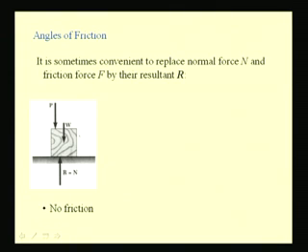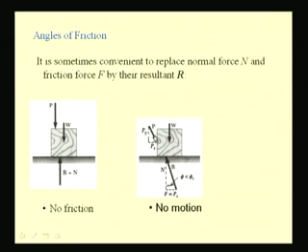Let us consider the same example of the block. Now, the applied force is vertical, thereby there is no horizontal component of the reaction, that is there is no frictional force, and so the resultant of the frictional force and the normal force is R, which is same as N.